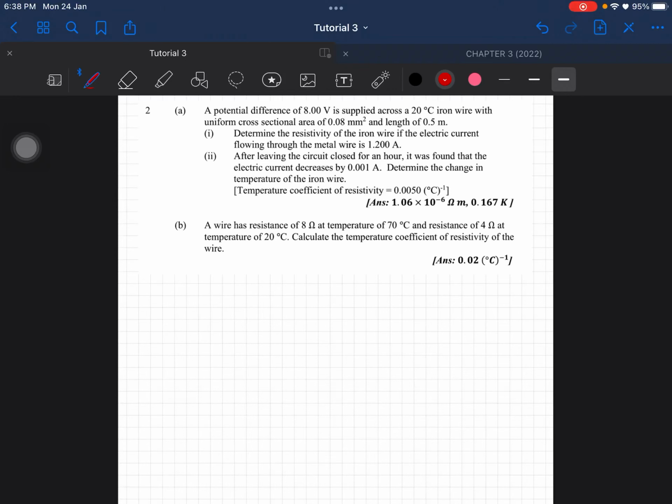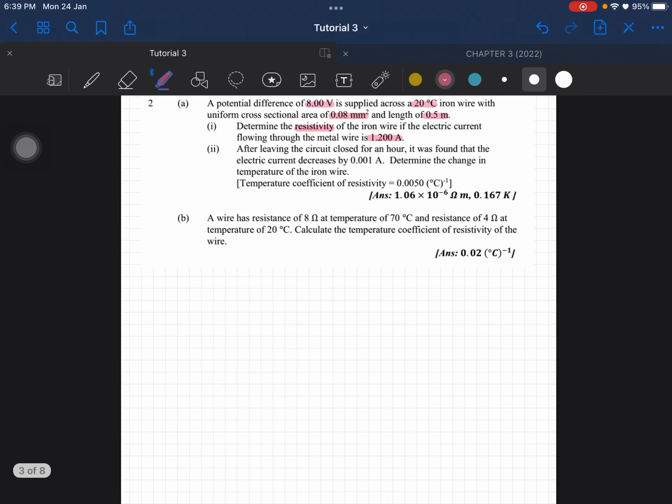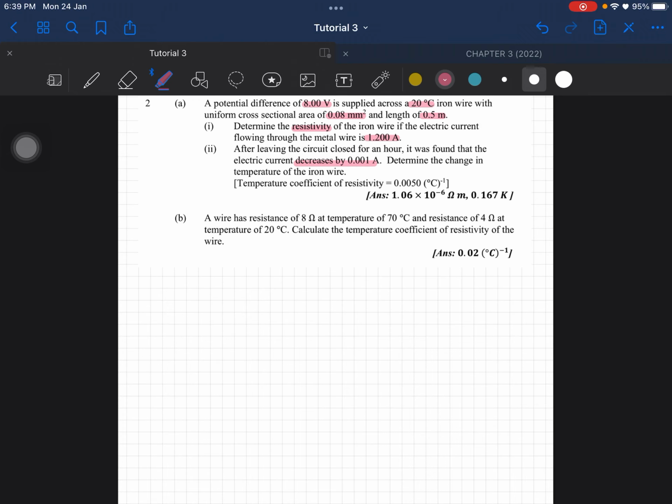Question 2. A potential difference of 8 volt is supplied across a 20 degrees Celsius iron wire with a uniform cross-sectional area of 0.08 mm square and length of 0.5 meter. So we have to determine the resistivity of the iron wire if the current flowing through the metal wire is 1.2 ampere. And after leaving the circuit closed for an hour, it was found that the electric current decreases by 0.001 ampere.